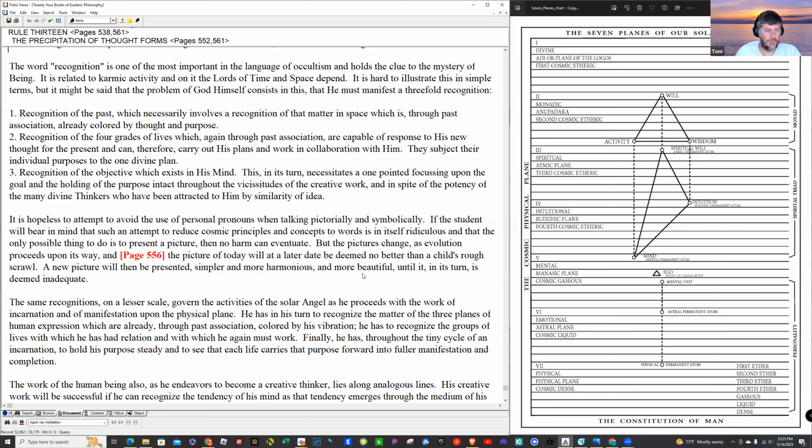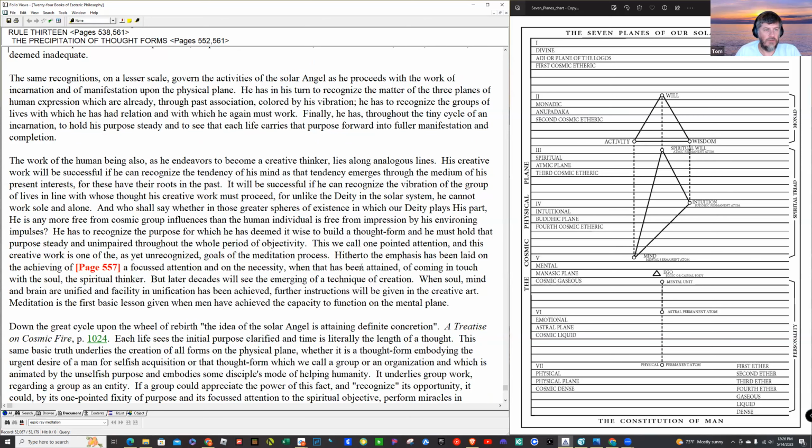It is hopeless to attempt to avoid the use of personal pronouns when talking pictorially and symbolically. But the student will bear in mind that such an attempt to reduce cosmic principles and concepts to words is in itself ridiculous, and that the only possible thing to do is to present a picture that no harm can eventuate. But the picture changes as evolution proceeds upon its way, and the picture of today will at a later date be deemed no better than a child's rough scrawl. A new picture will then be presented, simpler and more harmonious and more beautiful, until it, in its turn, is deemed inadequate.